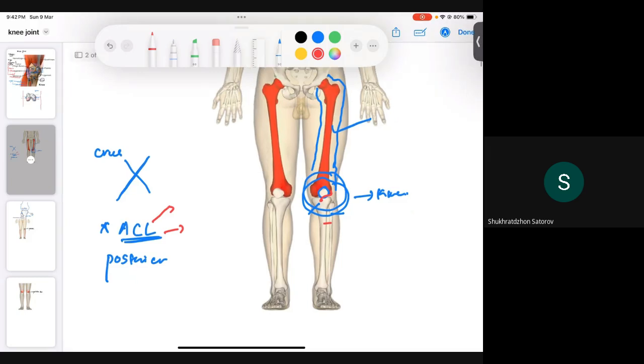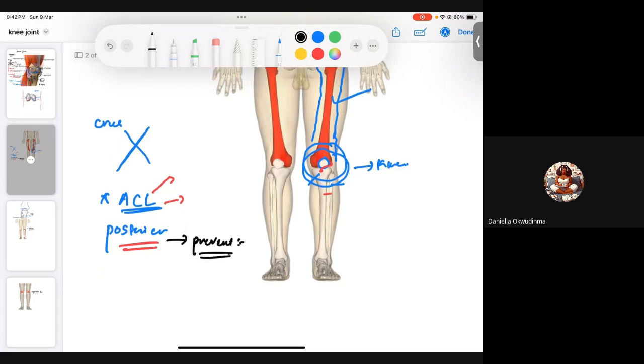Okay, perfect. We discussed posterior cruciate ligament as well. Can you tell me the function of posterior cruciate ligament? It prevents the overextension or backward movement of your tibia. Perfect. So it prevents the exaggerated backward movement of your tibia. It comes from the back of your femur and attaches at the back of your tibia. If you're moving the tibia backward, it would prevent the exaggerated backward movement and hold the tibia in place.